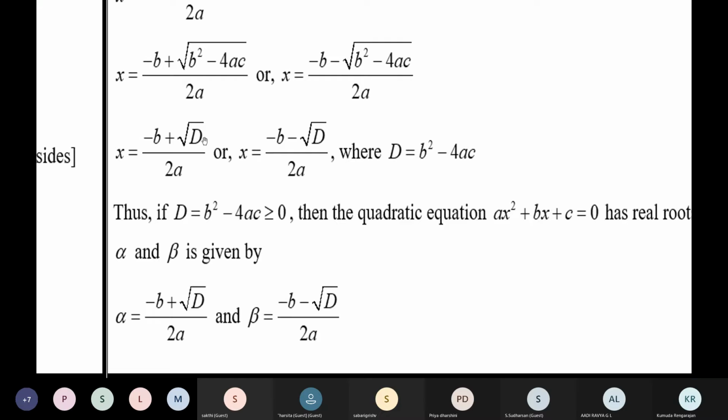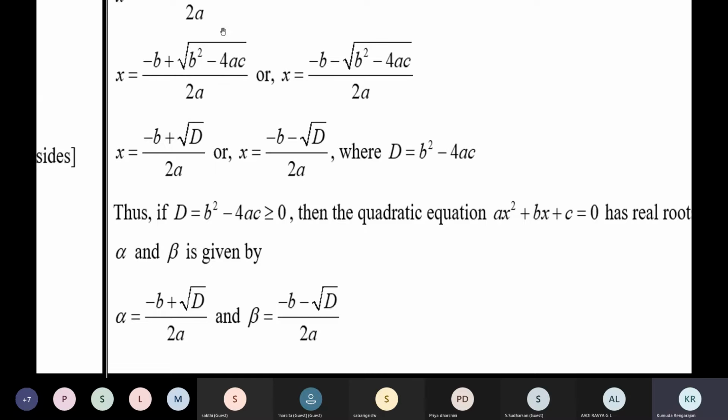The value of D can be 0 because root 0 is 0. That is, the value of b square minus 4ac can be 0, no problem, or it can be any positive value.